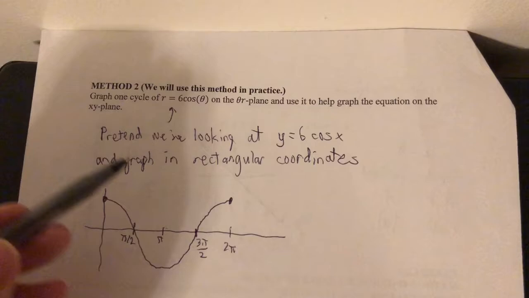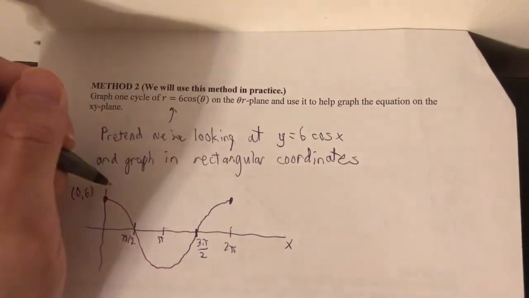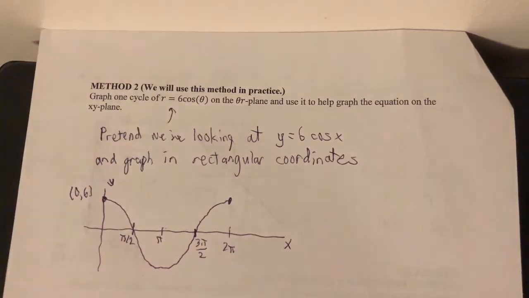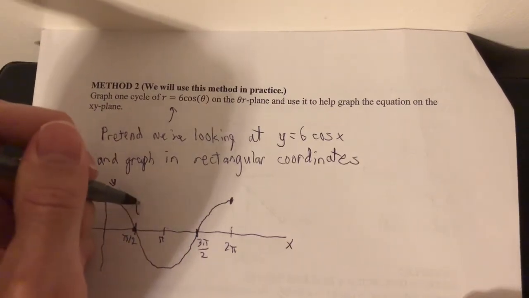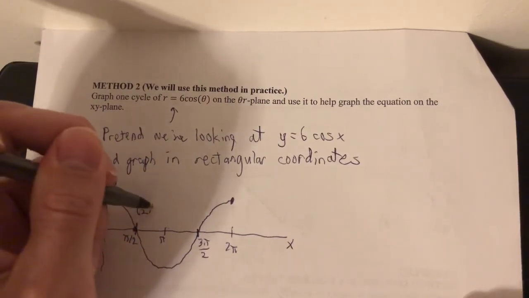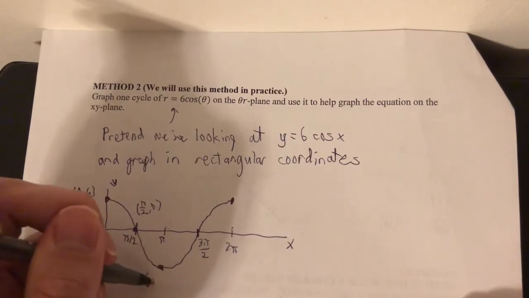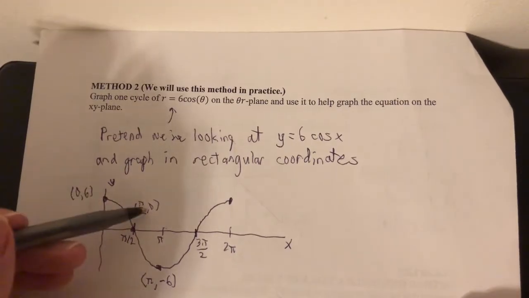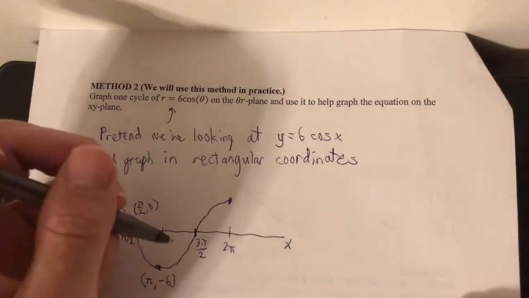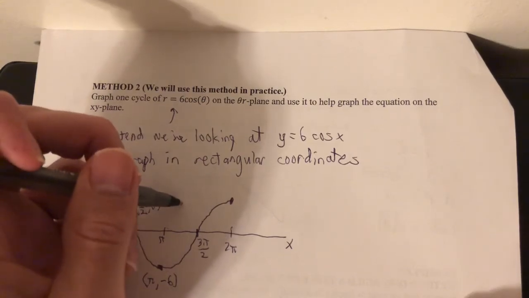So I'm looking at rectangular coordinates now. So this is x and y. So I've got 0, 6. This is pi over 2, 0. It might be a little bit disorienting at first to think about this, but these are rectangular coordinates. We're not looking at these in polar at this point. So 3 pi over 2, 0.